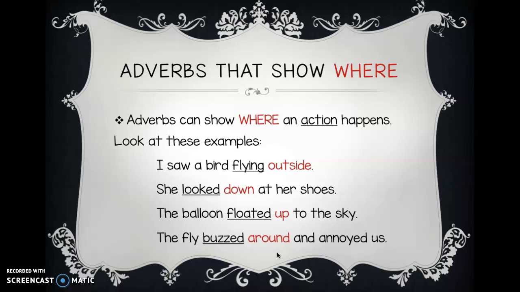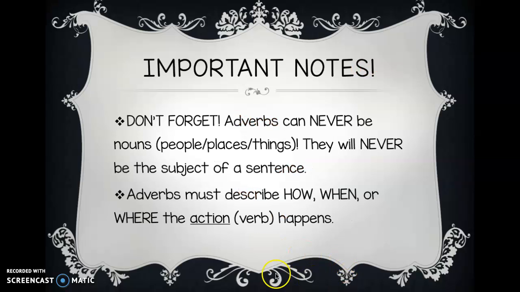Adverbs only describe verbs. So those are some important notes you need to remember when we're doing practice. Don't forget, adverbs can never be nouns, people, places, or things. Ever. So even if you see a word that maybe answers one of those questions, like where did we go, to the park, that doesn't mean it's an adverb. If it's a noun, a person, place, or a thing, it's not going to be an adverb. They will also never be the subject of a sentence. So if you see it at the very beginning of the sentence, make sure it's not the doer of the action. If it is, it's not your adverb.